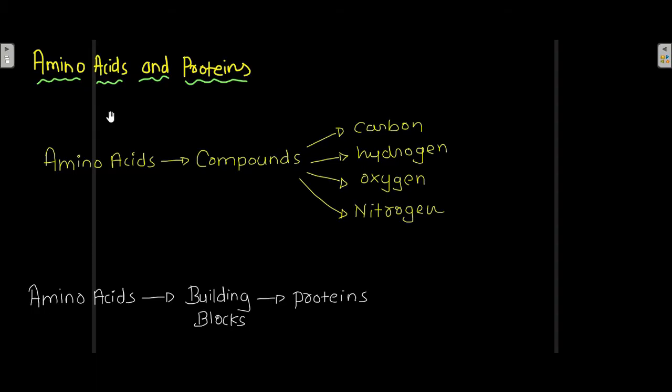Hello everyone, welcome. In this video we are going to discuss amino acids and proteins. Now amino acids are the compounds that are made up of carbon, hydrogen, oxygen and nitrogen, and as you all know, amino acids are the building blocks of proteins.